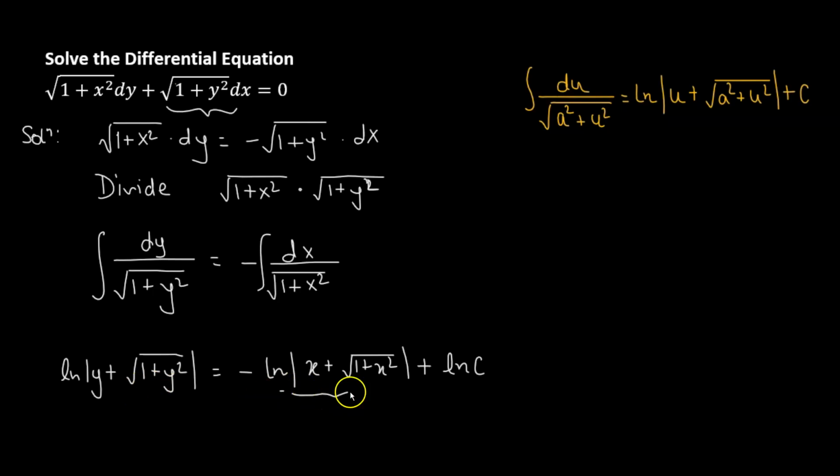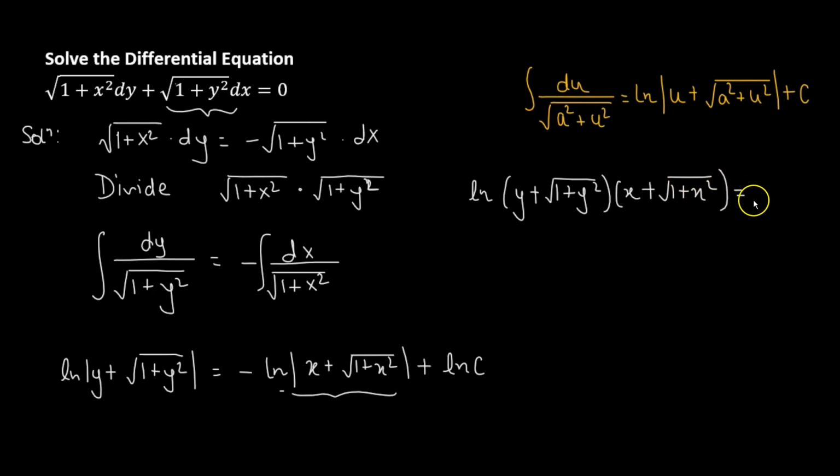Now we will take this first term on the right hand side to the left hand side and combine both of them together using the property of logarithm to get natural log of y plus square root of 1 plus y squared, multiplied to x plus square root of 1 plus x squared, and this equals natural log of c.